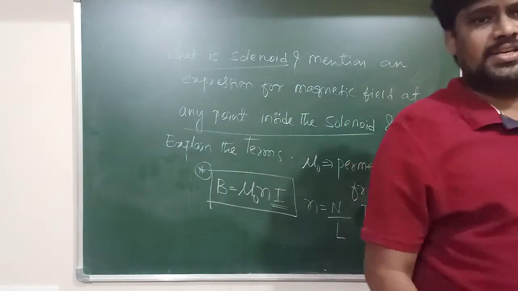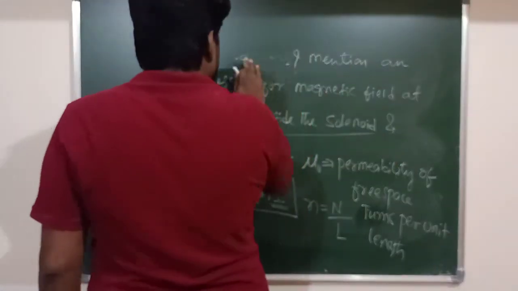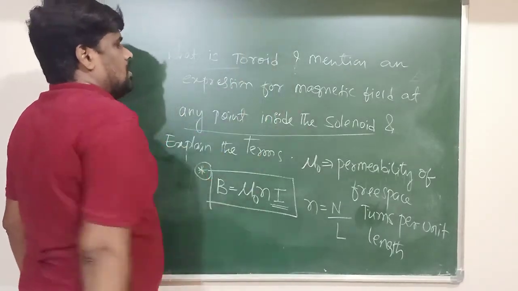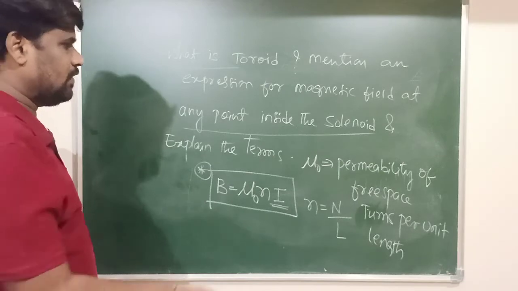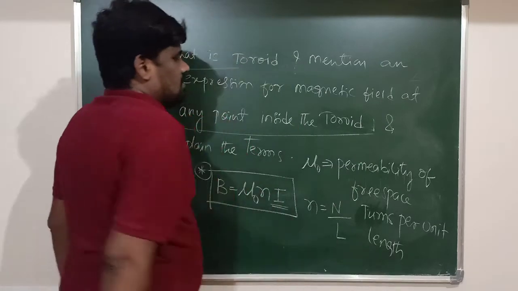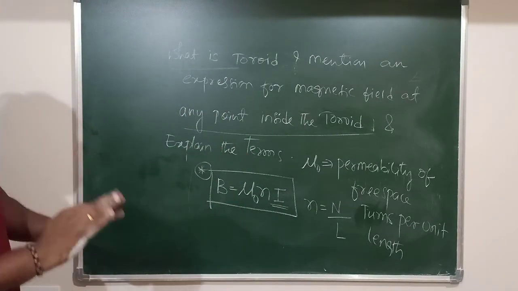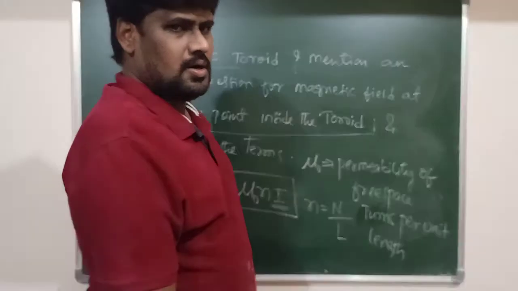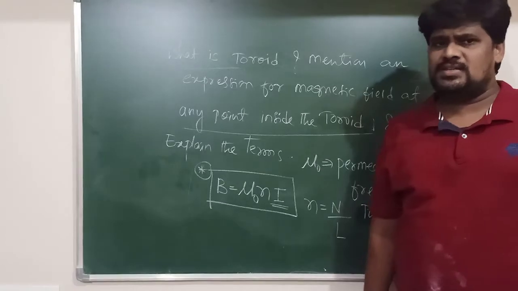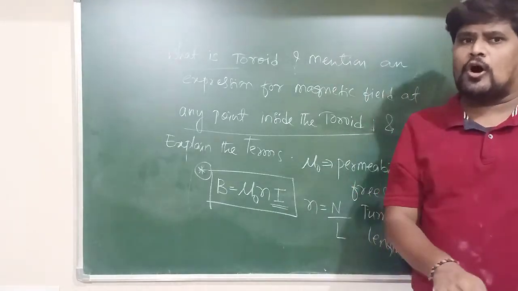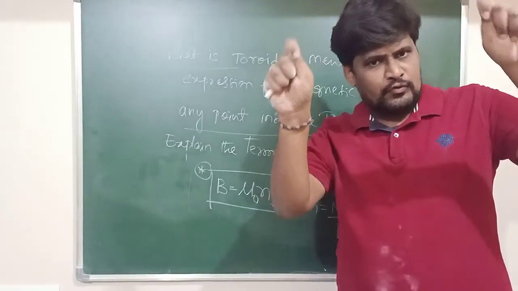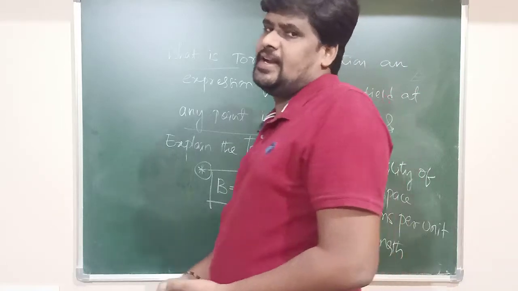Okay. Next is, what is a toroid? Mention an expression for the magnetic field at any point inside the toroid. There is a slight difference between a solenoid and a toroid. The difference is, if you bend any solenoid to form a circle, then it is called what?